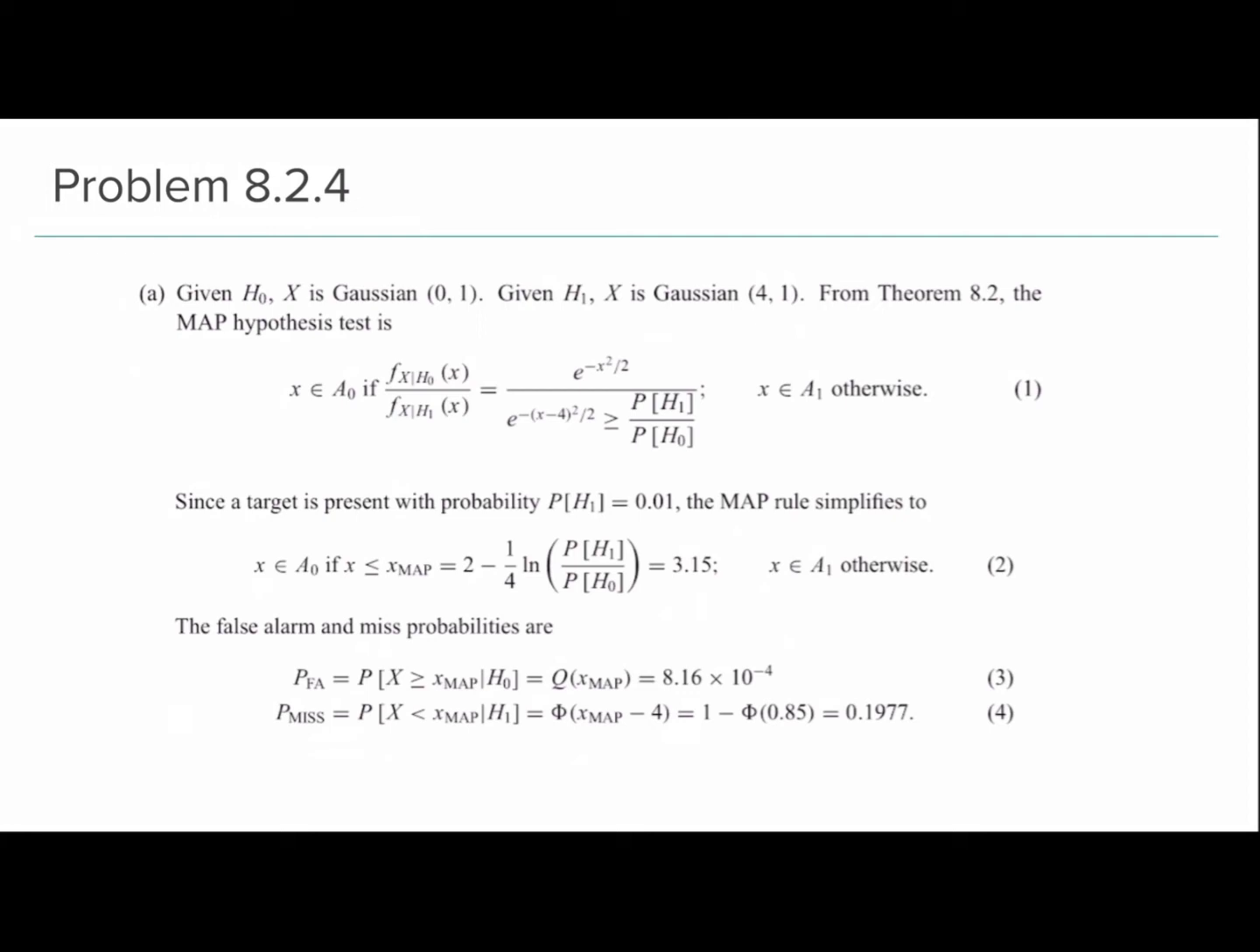This is exactly the condition in the second last line. So x belongs to A naught if x is less than or equal to x MAP, which is equal to 2 minus 1 by 4 ln P of h1 divided by P of h naught, and we're given P of h1 and thus also P of h naught. Putting in the values of 0.01 and 0.99, we get that x will belong to A naught if x is less than or equal to 3.15, and otherwise x belongs to A1.